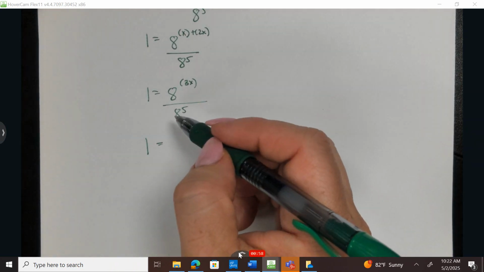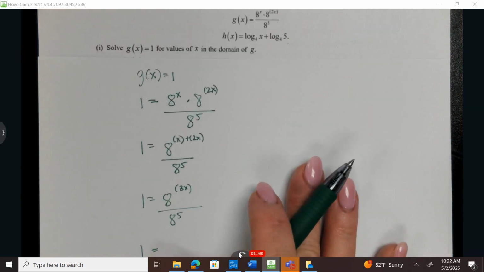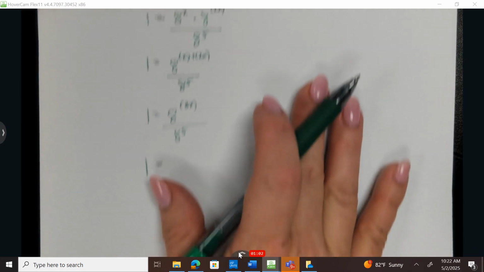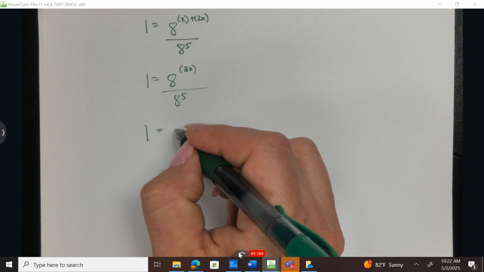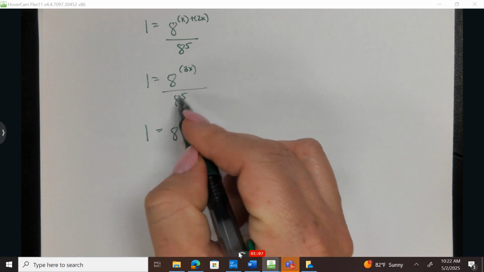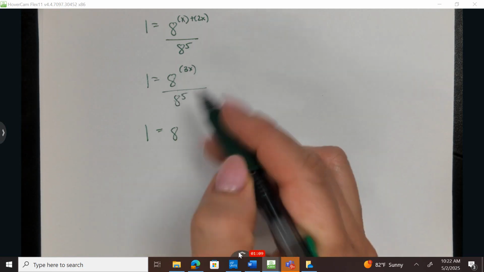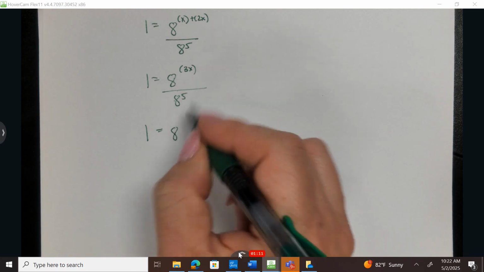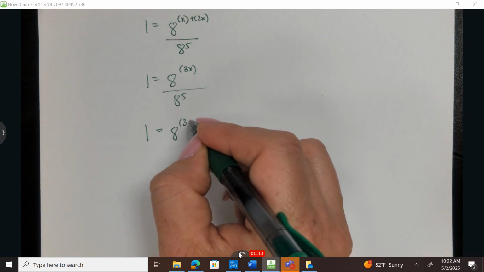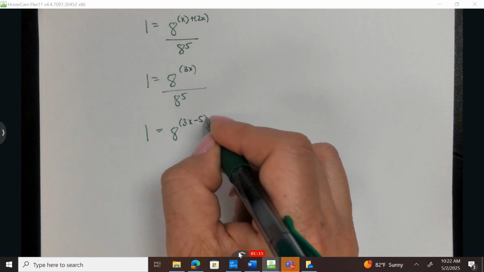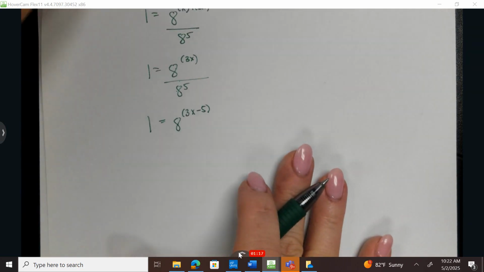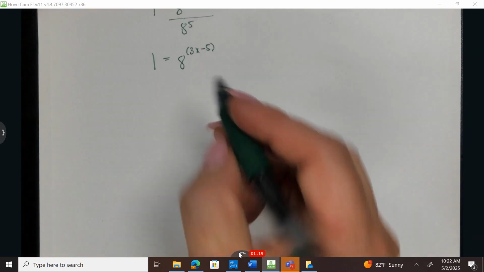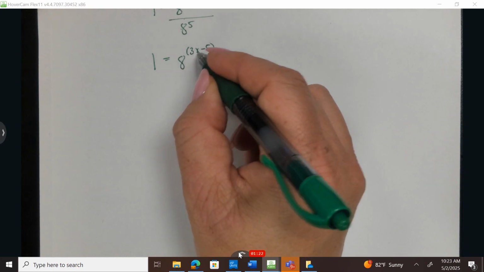Let me just make sure I got that right. When I'm condensing this, I have the same base and I'm dividing, so I keep the base the same and subtract the exponents: 8 raised to 3x minus 5. Now I need to eventually solve for x.